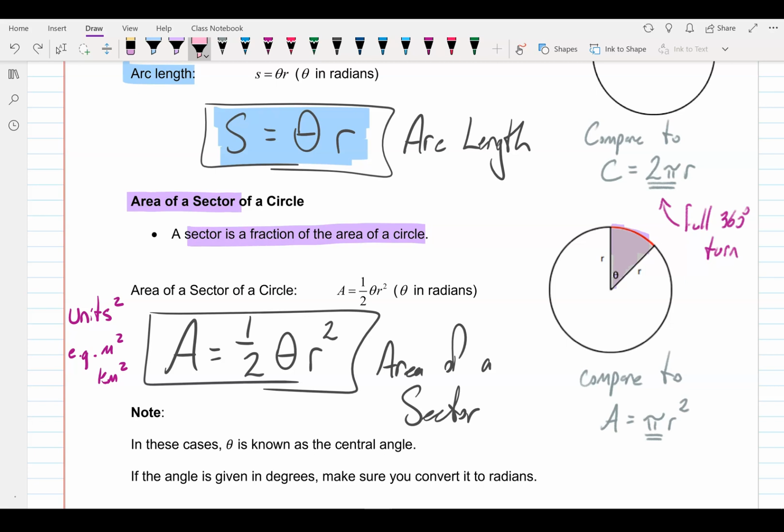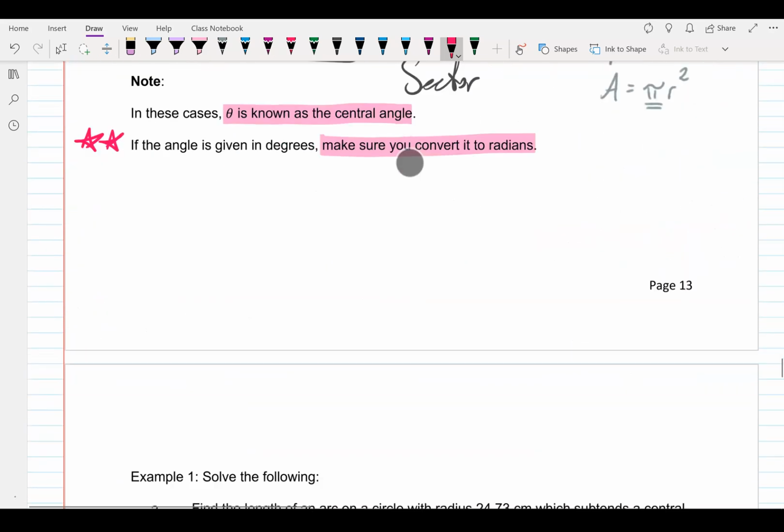So there's a couple notes. In this case, theta is known as the central angle, measured from the x-axis or from somewhere. And then if the angle is given in degrees, make sure you convert to radians. It couldn't be more important. You cannot use these formulas unless you're in radians. Okay? Just something to think about.